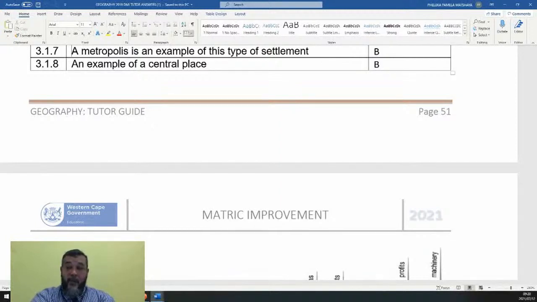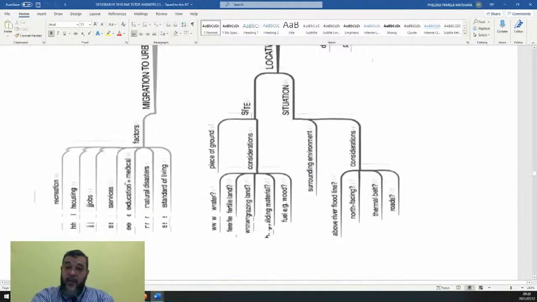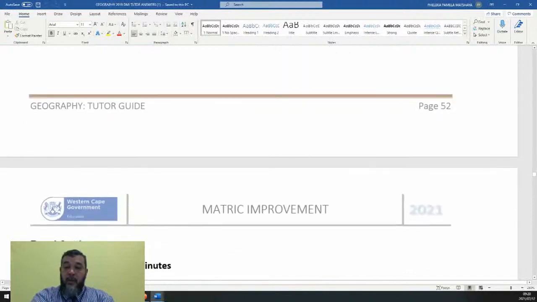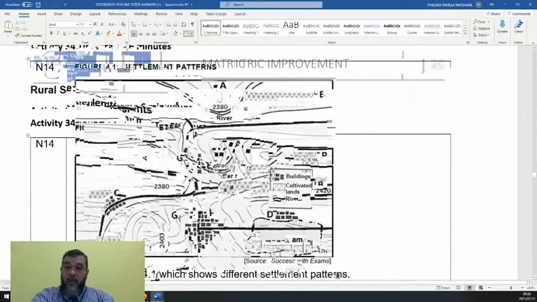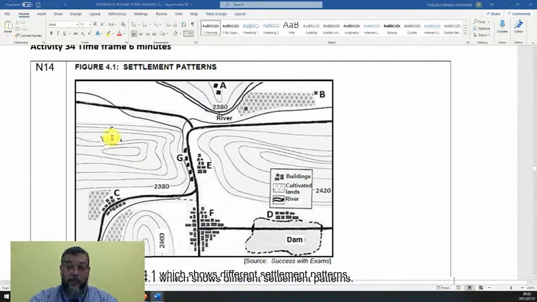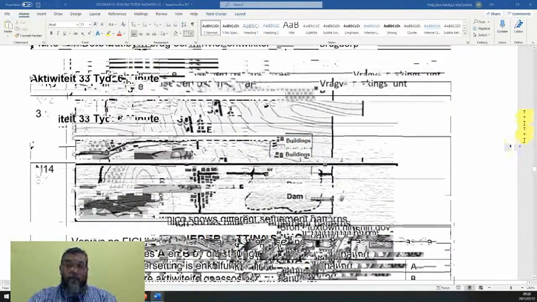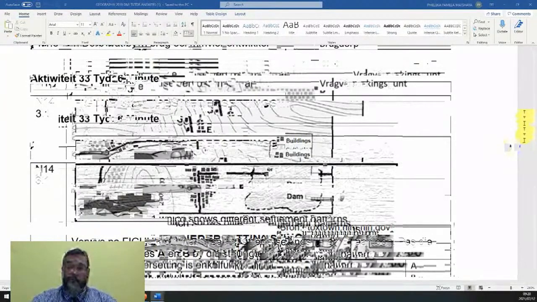Okay, I'm going to skip the next page. The next page is just a summary of the entire section. And I'm going to go to rural settlement patterns. Let me just get the Afrikaans people up to speed as well quickly. So for the Afrikaans people, that is what we've just done now. Let's just check this quickly.